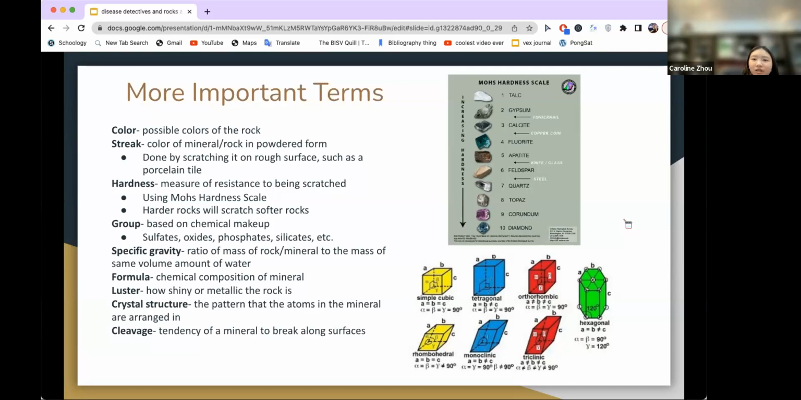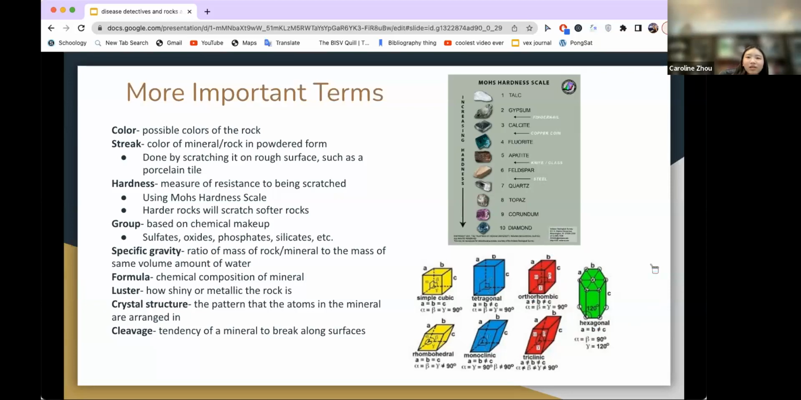Orthorhombic, it's kind of like a prism, except each edge is a different length. Okay, never mind. So triclinic is like the slanted version of this, and then hexagonal is just a hexagon but 3D. And also cleavage is the tendency of a mineral to break along surfaces.